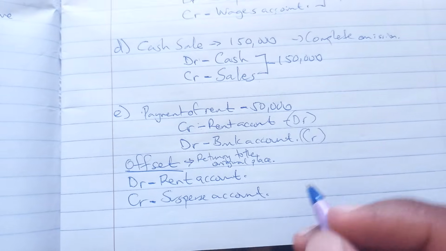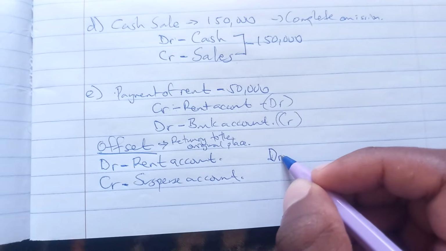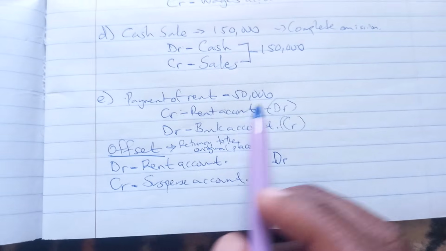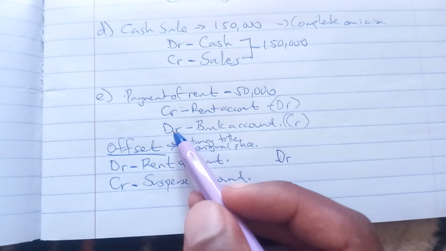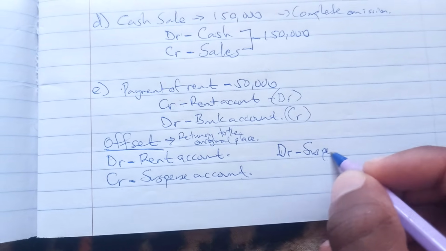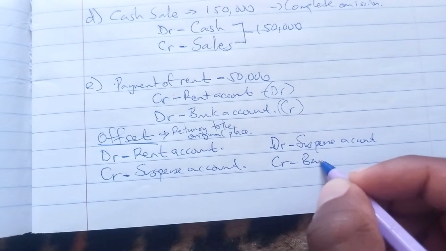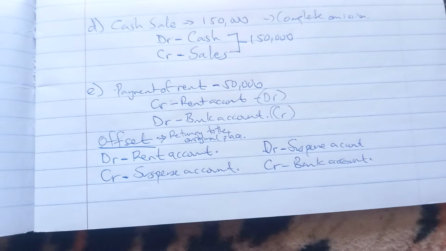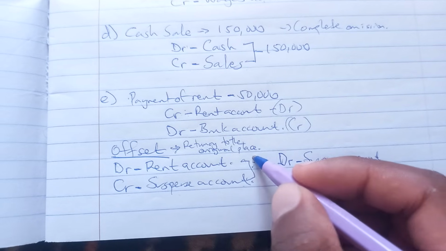And then also the same case will be done for the bank account. The bank account has been increased with 50,000. So we need to decrease the value which is on the debit side, and we decrease it by debiting the suspense account, and we credit the bank account. Okay, so the amount which we are using in all this offsetting is 50,000.